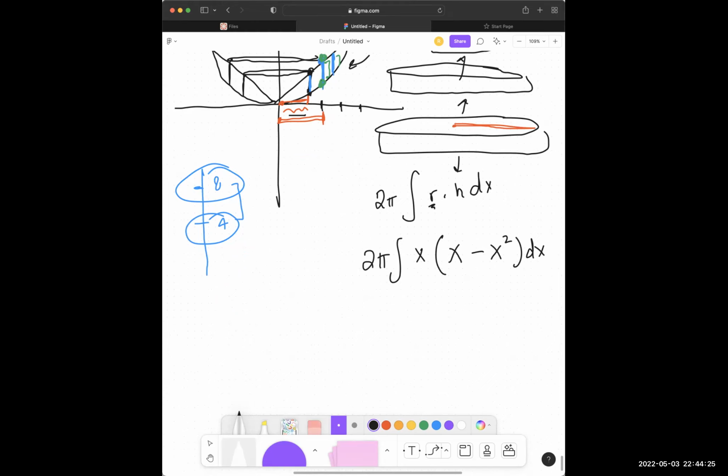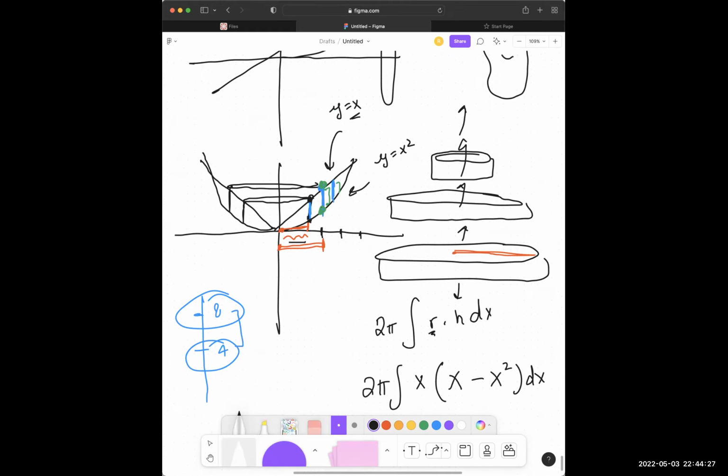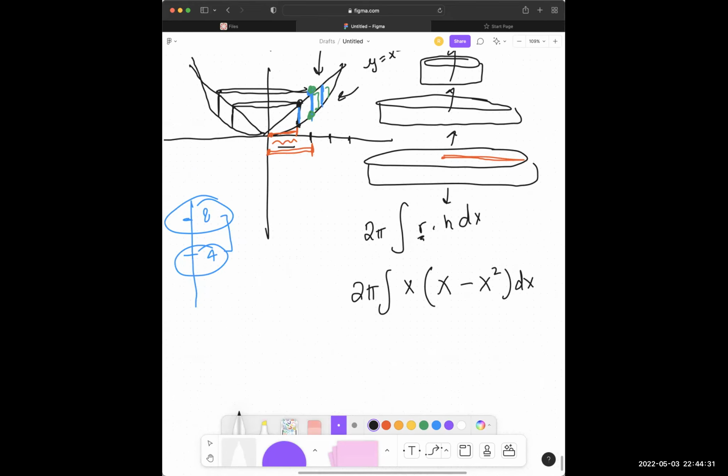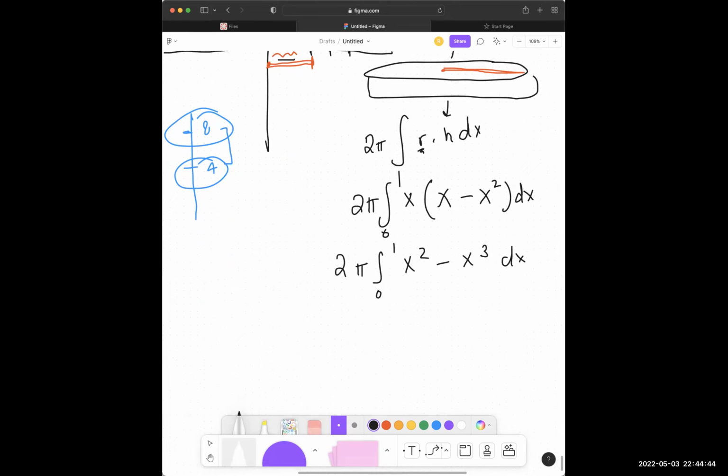Okay, and that's essentially the height for the shell, right? And again, you can take x and set that equal to x squared and solve for what the bounds would be. You'll get 0 and 1. Then it's just solving the integral at that point. You're doing 2 pi, 0 to 1. Let's see if we can simplify before taking the integral. That's x to the third dx. And then we can go ahead and just solve the integral.